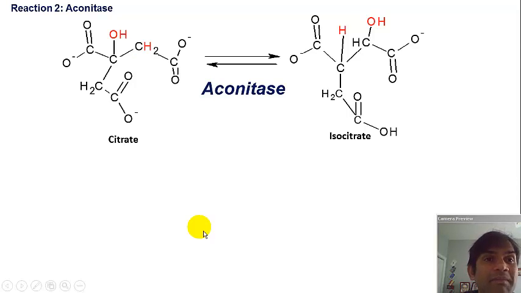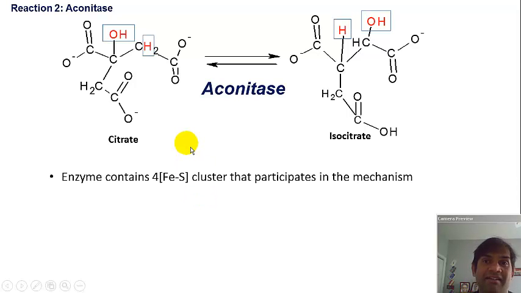The second enzyme in the TCA cycle is aconitase. Aconitase does essentially an isomerization of citrate to isocitrate. So here you see this hydroxyl and this hydrogen sort of switch places. So the structure is exactly the same, just the arrangement of the atoms has changed. And this is the enzyme that actually contains an iron-sulfur cluster that participates in the mechanism.